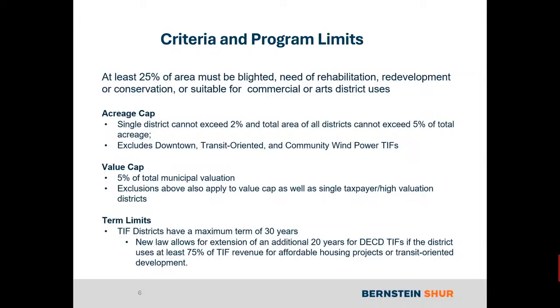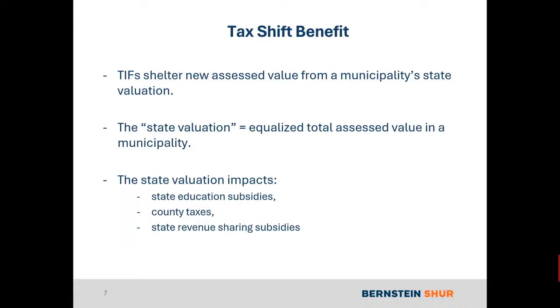There's a limit of 30 years. However, the legislature just this past session passed for the first time an ability to go beyond 30 years. So you can now have a district go for 50 years, an additional 20 years, if and only if your final 20 years is limited to 75% of your TIF revenue for affordable housing projects or transit-oriented development. So that's part of a number of different pieces of legislation they've enacted to incentivize affordable housing. That's the first time you've been able to go past 30 years, but it's limited in how you can use the funds. So what's the benefit to the municipality?